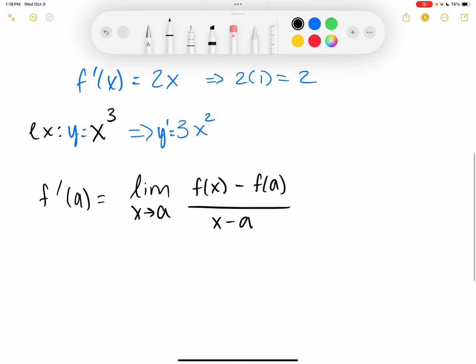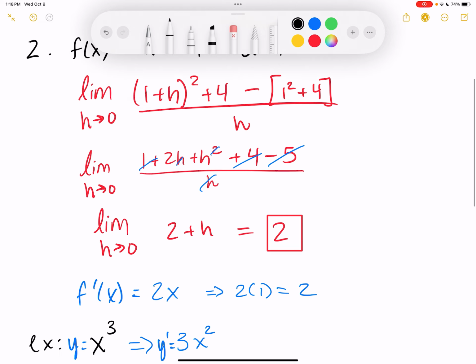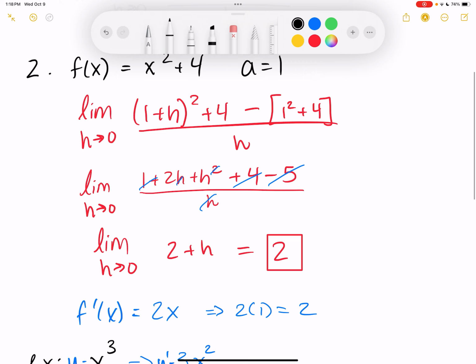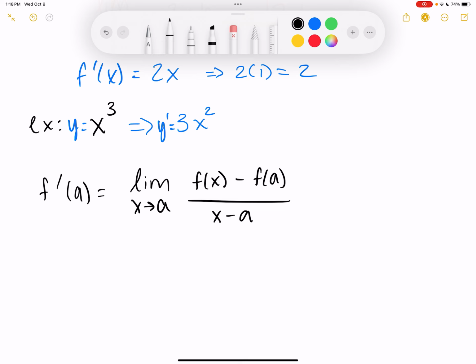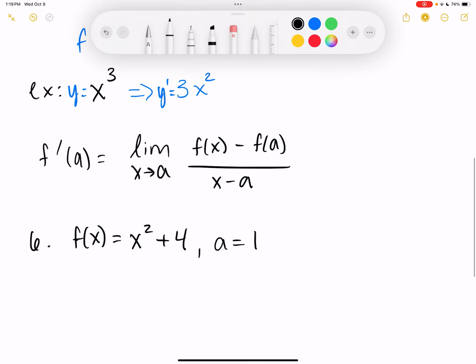So with one like this, the main reason I only did one of the other ones is because we've been doing that kind for the entire last chapter. This kind is a little different, but this is our other definition. So number 6, f of x equals x squared plus 4 at a equals 1. What do you notice? It's the same problem. I'm going to prove to you that it doesn't matter which definition we use, it's going to be the same answer.